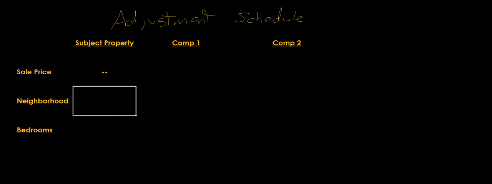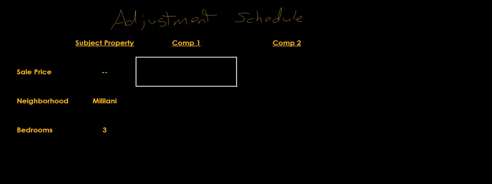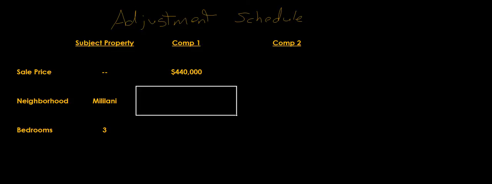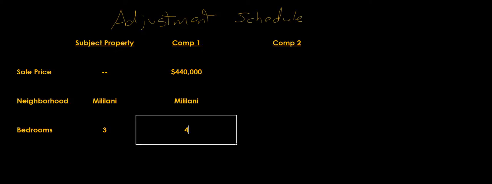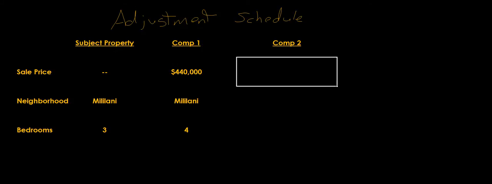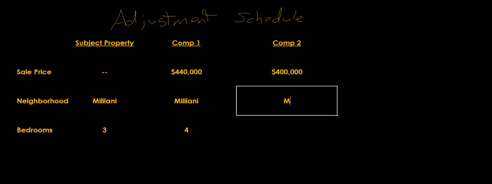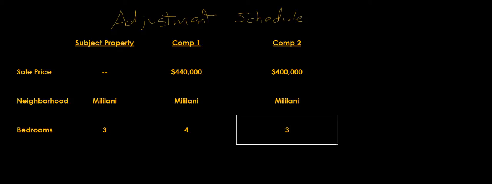But like the characteristics of your subject property, let's just say the neighborhood is Mililani, which is where I live, and let's say the home you're appraising has 3 bedrooms. Now comp number 1, let's say we know it sold for $440,000 and that it's also in Mililani, but it has 4 bedrooms. And comp number 2 sold for $400,000. It's also in Mililani, but it has 3 bedrooms.